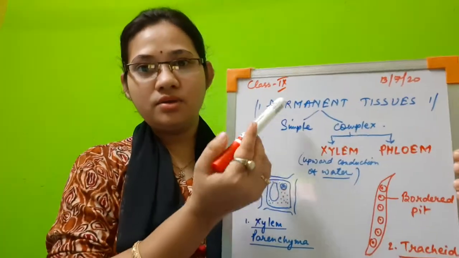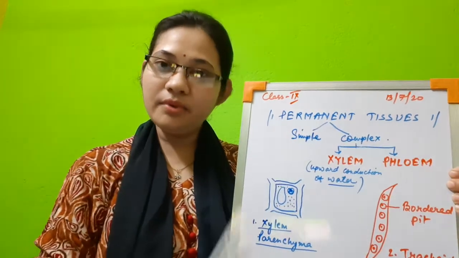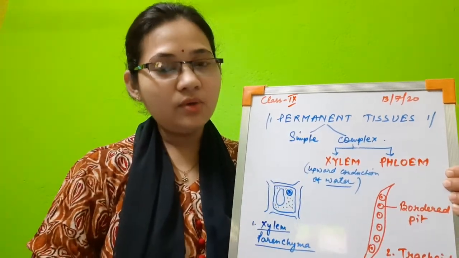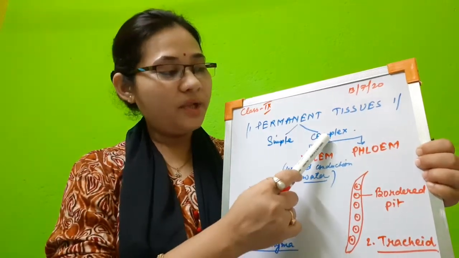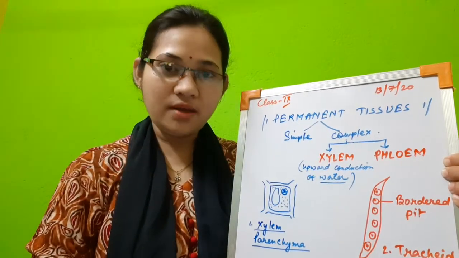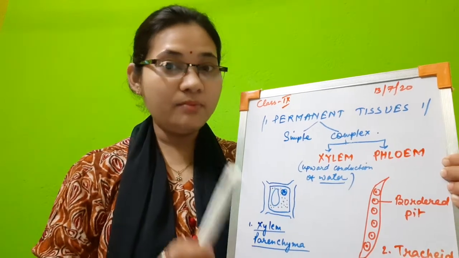Today we are going to study about permanent tissues. Now under permanent tissues we have studied about simple permanent tissues. Simple permanent tissues are such type of tissues which are made up of only one type of cells. Today we are going to study about complex permanent tissue. So complex permanent tissues are such type of tissues which are made up of more than one type of cells.